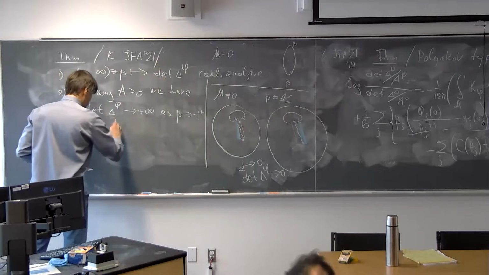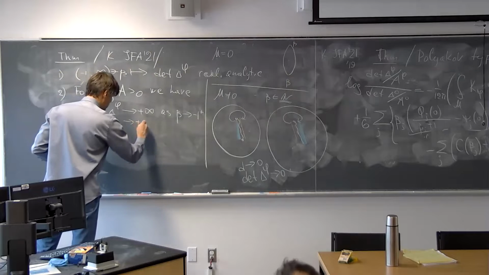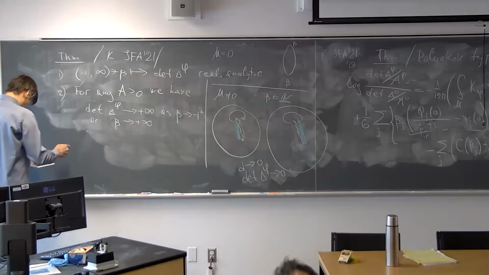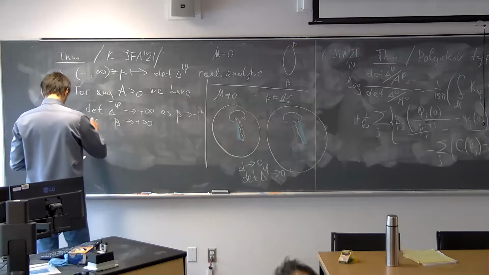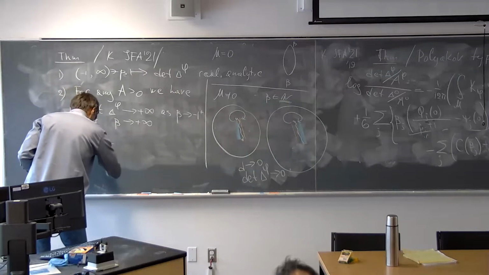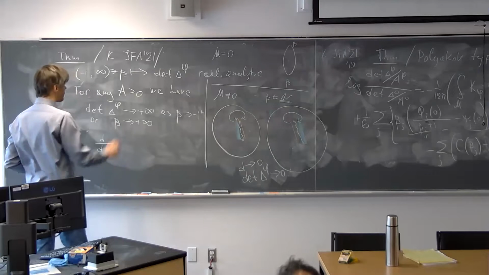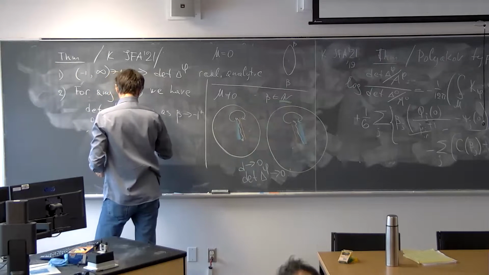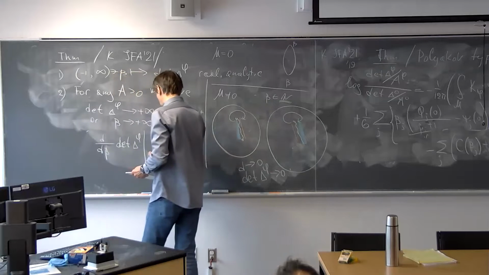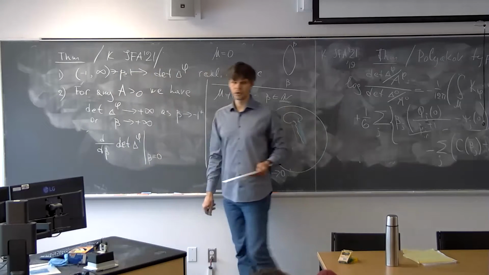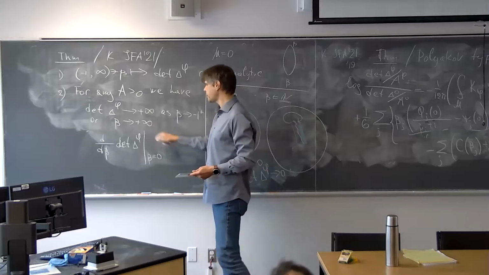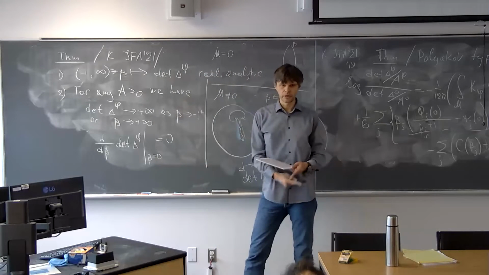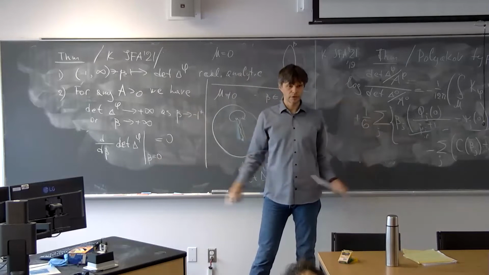The same thing happens if beta goes to positive infinity. So this is the first part of this assertion. Second part: if we consider the derivative of the determinant with respect to beta and evaluate it at beta 0, this is always 0 for any value of A. So the round sphere is a stationary point of the determinant.